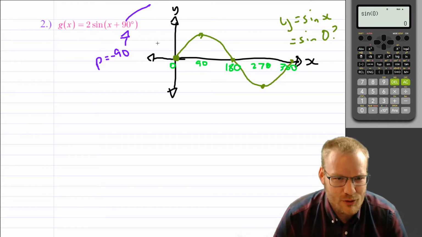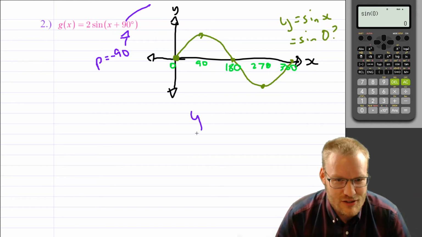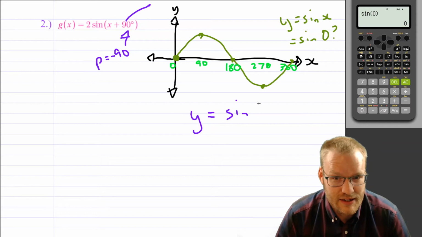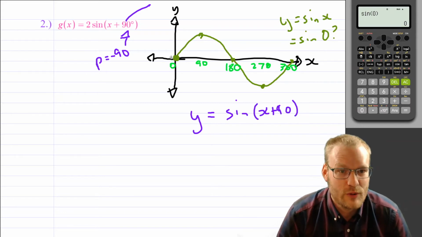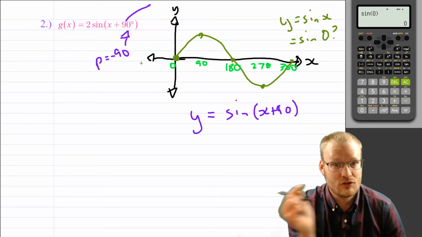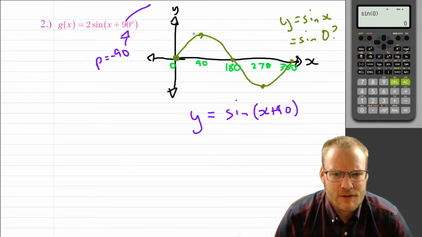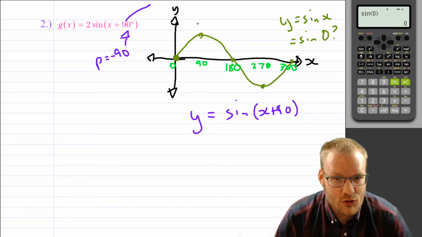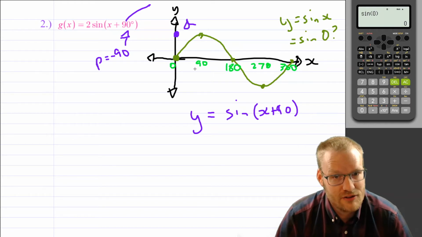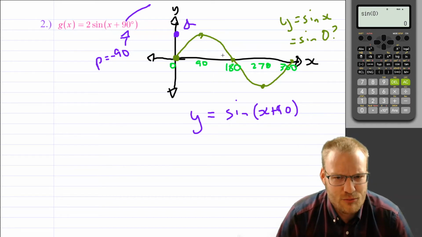Now this one's a bit more interesting. So let's see. We're now looking at what is y equals sine x plus 90. We're not multiplying it by 2 yet. All we're doing is this horizontal translation. So let's move it left by 90. Well, this point here was at 90 degrees. It's going to move left by 90. So it's going to sit right on that axis. Everything's going to move left by 90.